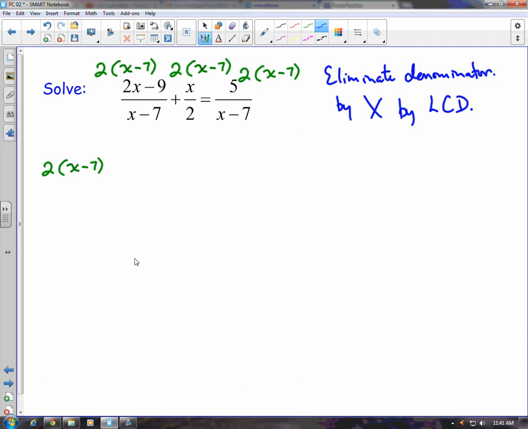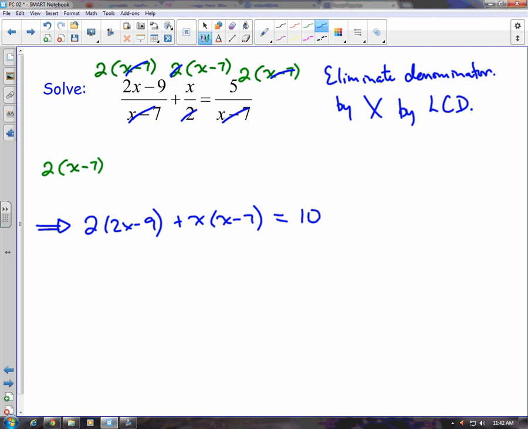And again, we're multiplying by that lowest common denominator so that we can eliminate. In other words, the x minus 7's divide out. And we're left with 2 times 2x minus 9, which if you want, you could distribute through right away. I'm just choosing not to yet. And then here plus x times x minus 7, which again, you could distribute through right away. And on the right-hand side, the x minus 7's divide out, so you'll have 2 times 5. So I will multiply that out, get 10.